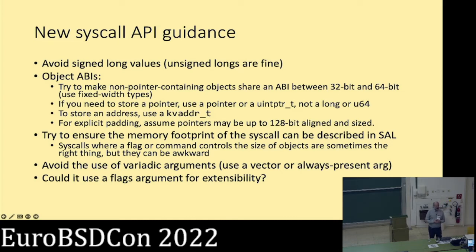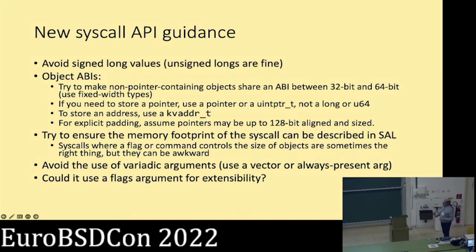If you do need to store an address, I suggest using kvaddr_t. It's kind of oddly named, but the goal is basically if you need to share something that is definitely an address and not a pointer. For instance, you're using the address of an object in the kernel as a token that you don't have to trust, but you're using it for convenience or just as a unique value, kvaddr_t is your friend.